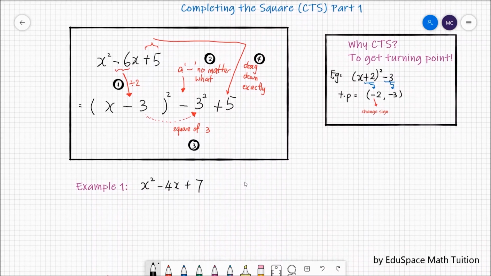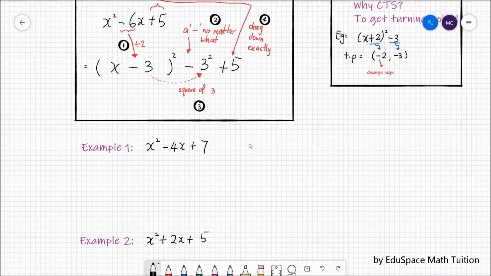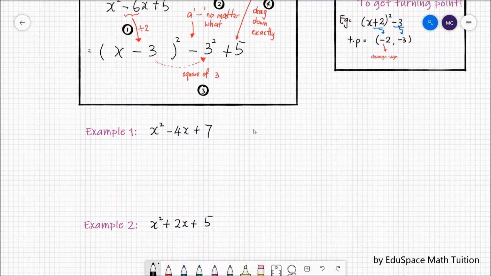Let's look at example number 1, following these 4 steps. We start off with x² - 4x + 7. We are going to open a bracket with a square, and then we put an x here. Step number 1, we divide this whole thing by 2, so I will have negative 2. Step number 2, we need to make sure this must be a minus no matter what. Step number 3, we put the 2 squared here. And lastly, step number 4, we are just going to drag the final term plus 7 here. And then we are just going to simplify this.